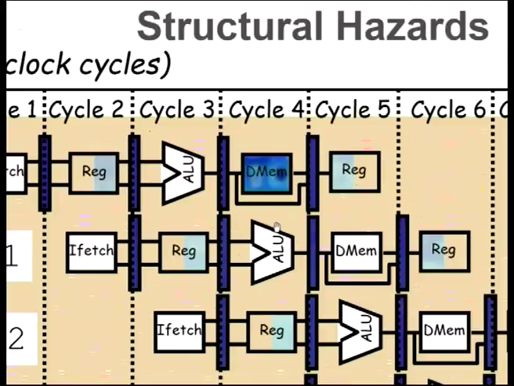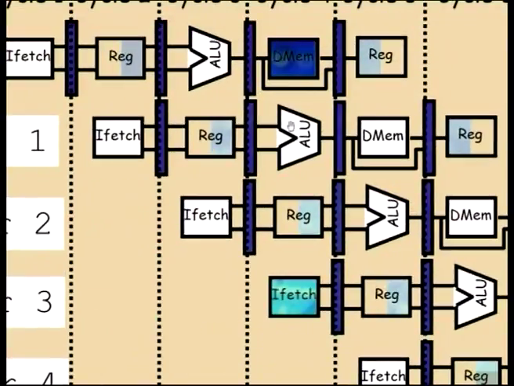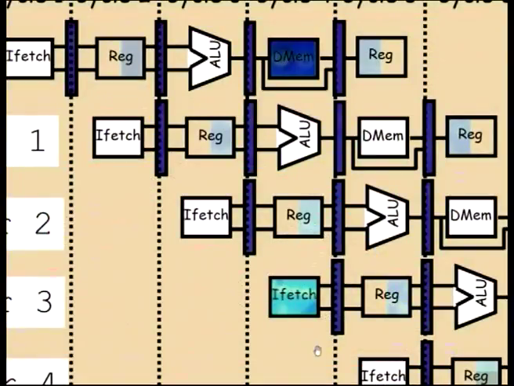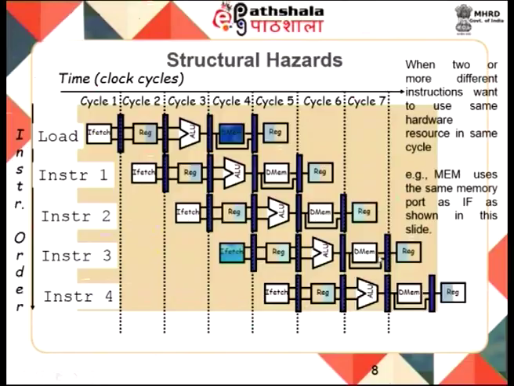That is for the load instruction, and at the same time you have another instruction, instruction 3, being fetched. The load instruction is trying to access the data memory, and the new instruction that is going to be fetched is going to access the instruction memory. Now, suppose you do not have two different memories, you do not have a separate data cache and a separate instruction cache, then you have two instructions trying to access the same memory for two different purposes, and that will obviously give rise to a hazard. This type of hazard is called a structural hazard.